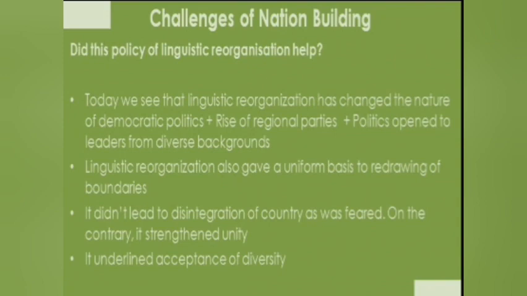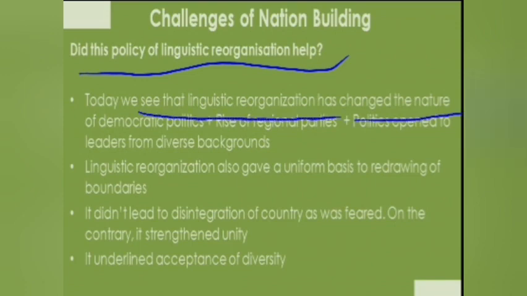Then another question we are going to discuss here: did this policy of linguistic reorganization help? Today we see that linguistic reorganization has changed the nature of democratic politics. Rise of regional parties. Politics opened to leaders from diverse backgrounds. Means at that time there was a single party system, but right now, because of the separation of states on the basis of language, different regional parties, central parties and state parties came into existence. And this is the symbol and reflection of more democracy and the promotion of democracy.